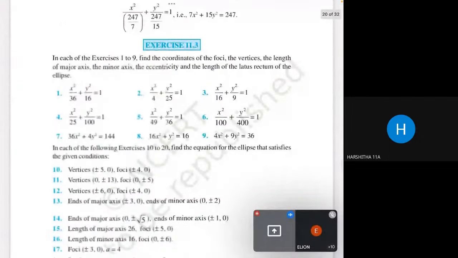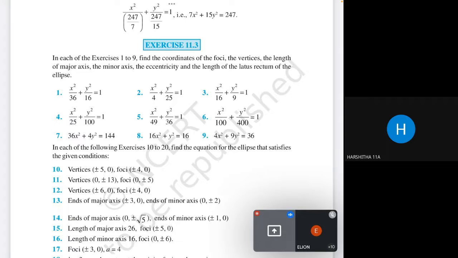So the first question: x square by 36 plus y square by 16 equal to 1. What are A and B? You need to observe here. Don't take the first number 36 as always being A. Whichever is greater, that is A. As 36 is greater, A is equal to 6 and B is equal to 4. Then the equation is x square by A square plus y square by B square equal to 1. So what is the question asking?